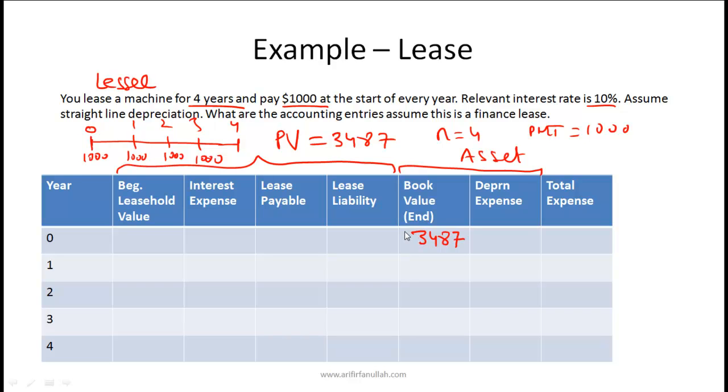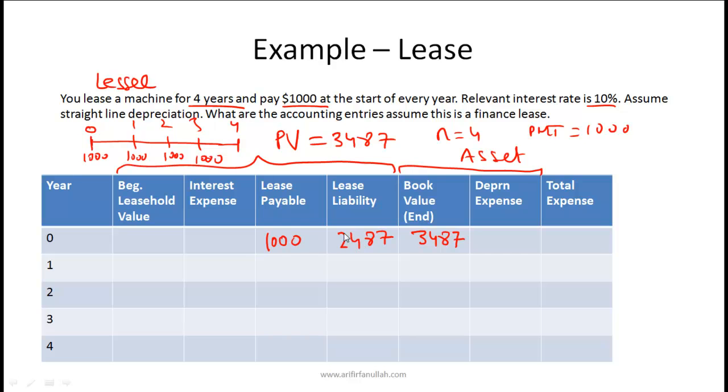So on the liability side, the initial value of the liability is 3487, but right up front we make a lease payment of 1000 because it's at time 0. So the lease payment that we make is 1000, and since this payment is made, it immediately reduces the present value of the liability. So the present value of the liability before this payment was 3487. After this payment is made, the present value of the liability is 2487.